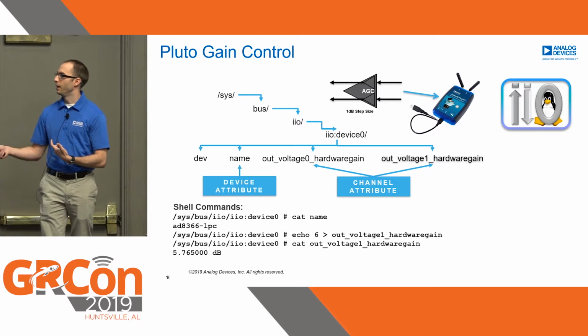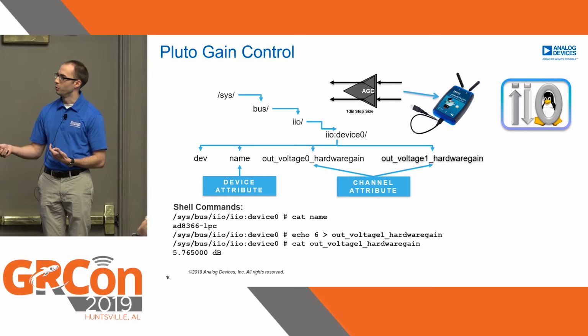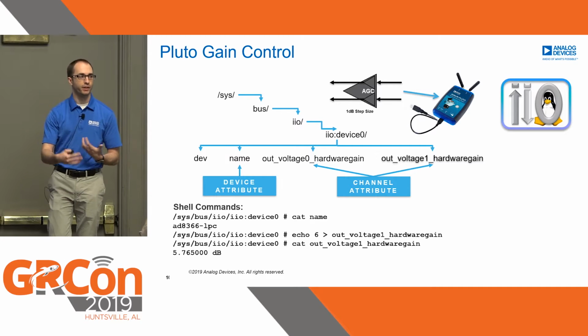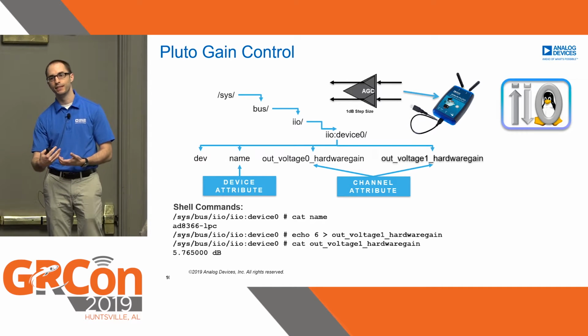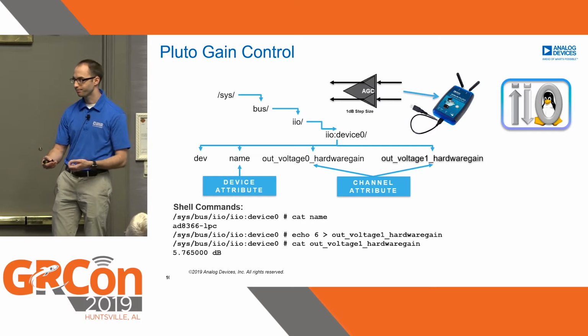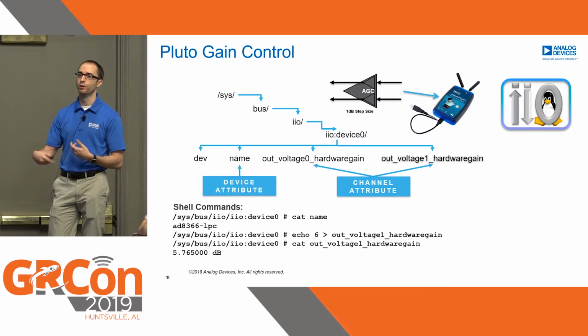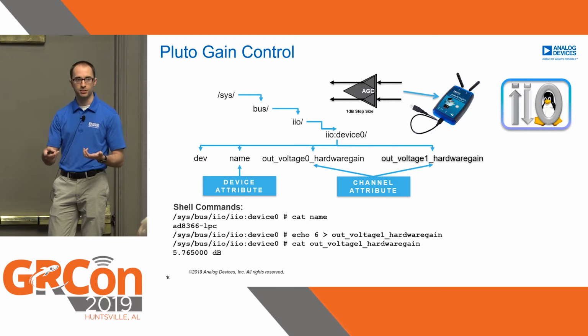So here at the bottom, we're simply using cat to pull out the name, and then we're echoing a value into hardware gain, and pulling that out to get the actual hardware gain that's written to the device. And IIO is designed to be friendly to the user, so it provides data in scientific units or relative units. You'll get data back in volts, amps, dB, things like that.